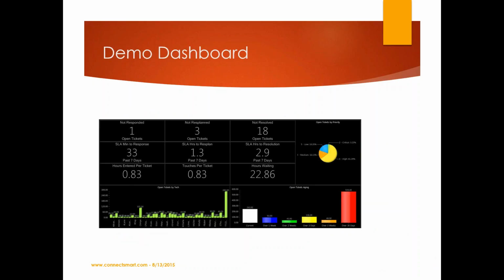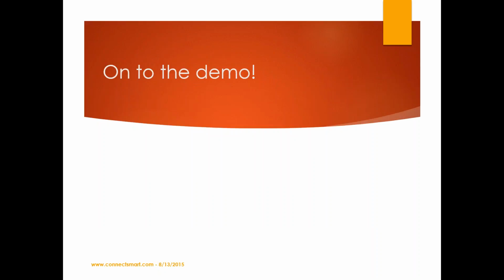That's it for the slideshow. I'm going to jump into the Gadget Creator and start moving through some of those items on our list. This is the dashboard we're going to end up with. We're going to start from scratch, and we are going to end up with this dashboard by the end. Give me one moment to rearrange some screens, and we will get started.